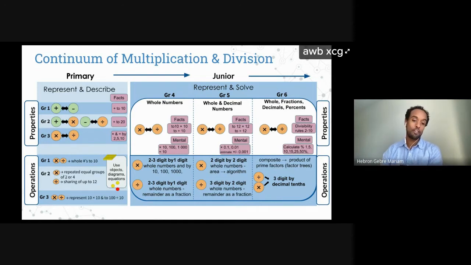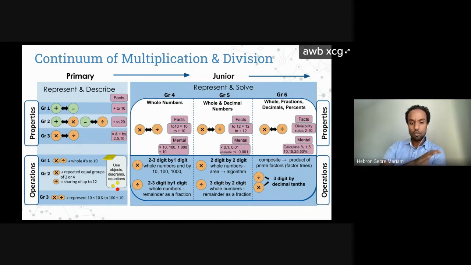In grade 4, division is 2 to 3 digit by 1 digit, very similar to grade 5, but they are dealing with remainders here and representing remainders as fractions, which we'll see as we engage in some of the models and strategies later. And in grade 5, 3 digit by 2 digit division, whole numbers as well.